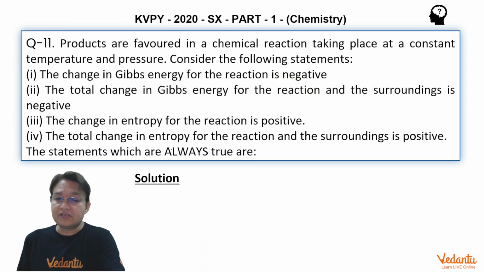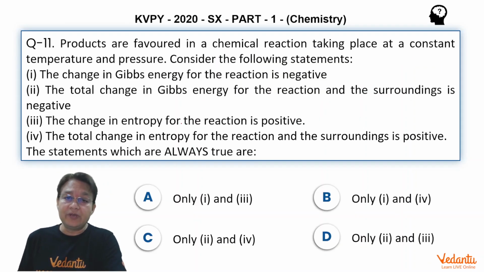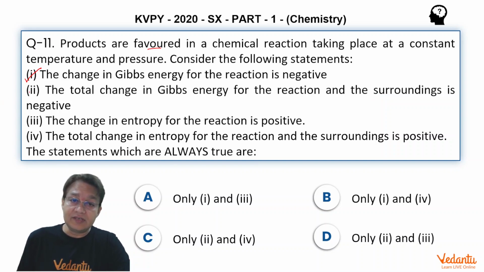So coming back to this one, which option is appropriate? Change in Gibbs energy for the reaction is negative. Of course, it should be negative if it wants to get to equilibrium, moving in the forward direction. Products are favored. That means delta G of the reaction is negative. That's why the product is favored. Total change in the Gibbs energy for the reaction and the surrounding is negative. We could not say that. It will be 0 because whatever change is there. So this statement is obviously wrong, because in this case delta G total will obviously be 0.